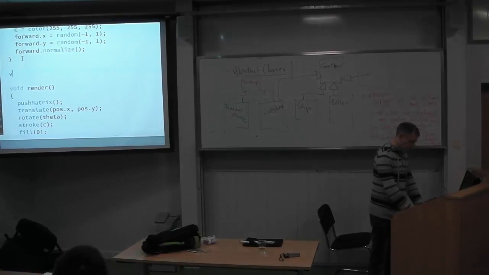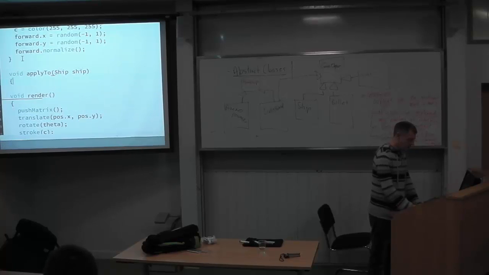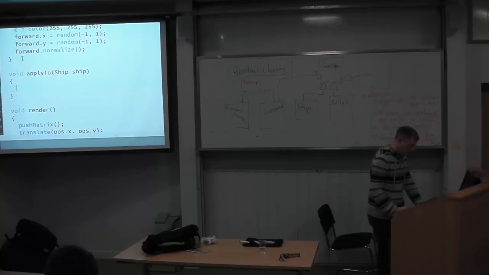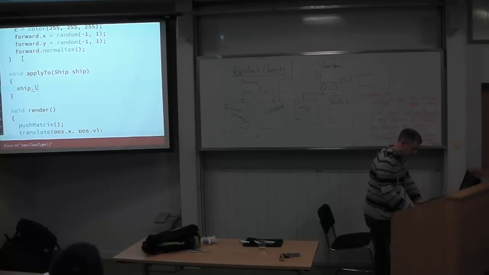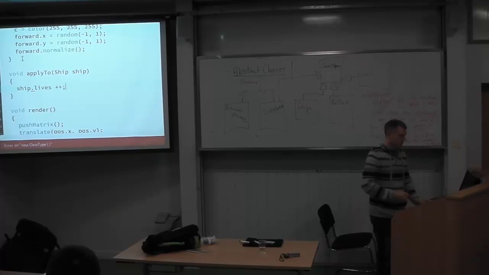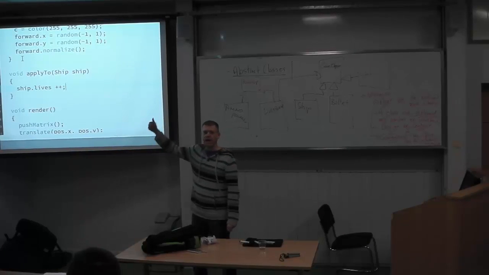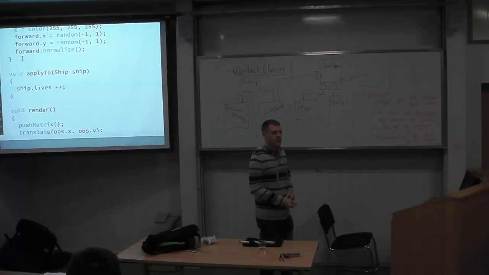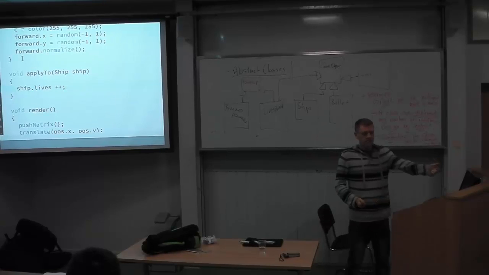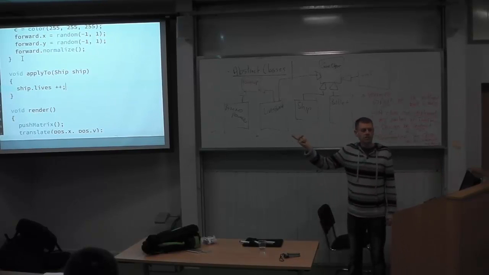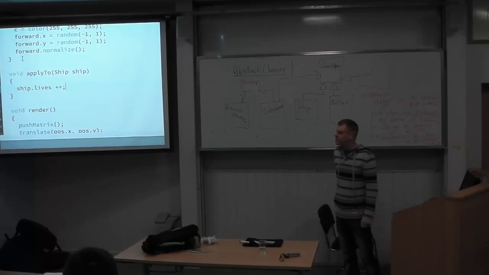So let's put void apply to. Alright, and this means apply this powerup to this ship. So we go ship dot, this is the lives one, yeah? Ship dot lives plus plus. So this is now a contract, right? This powerup is a contract between the ship and any of the powerups in the game. That you're going to be able to call apply to on any one of these powerups, and it will apply the powerup to the ship. Is that okay with everybody? So that's how interfaces work, right?